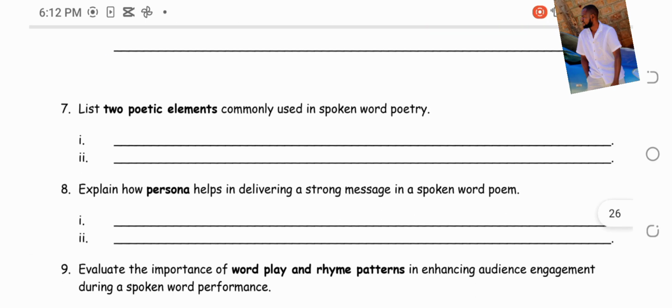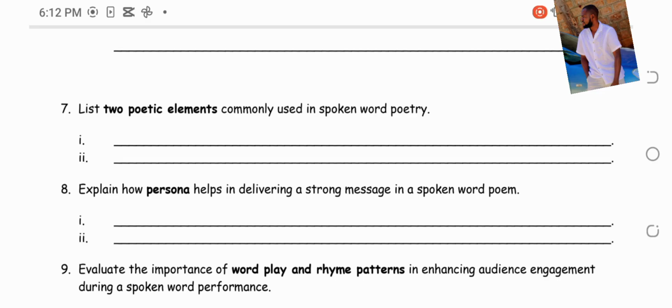Then number 7, list 2 poetic elements commonly used in spoken word poetry. Number 1, rhyme, and number 2, repetition. We can also have alliteration among others, but the key ones commonly used, we have rhyme and repetition. Repetition of the lines.